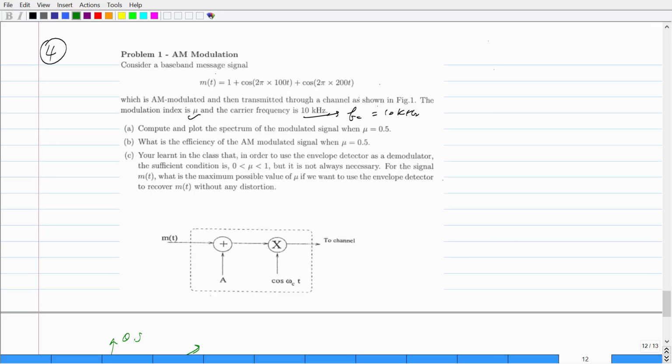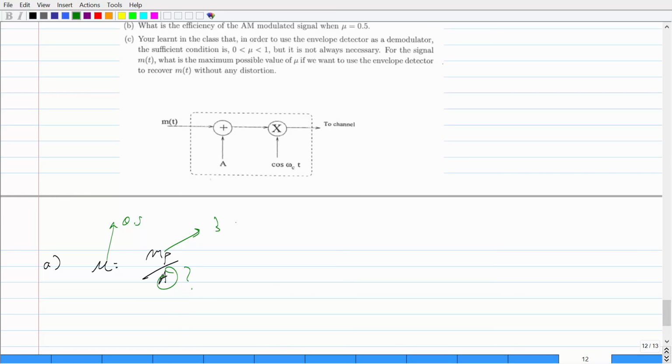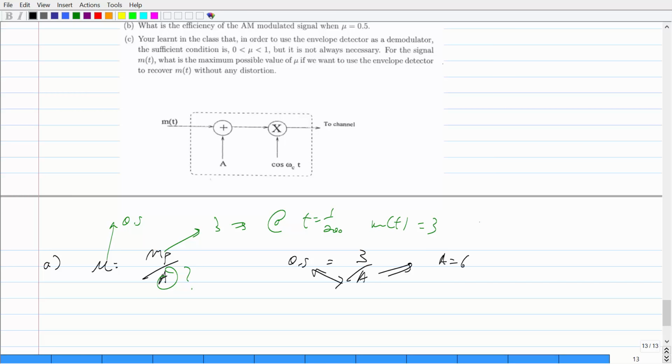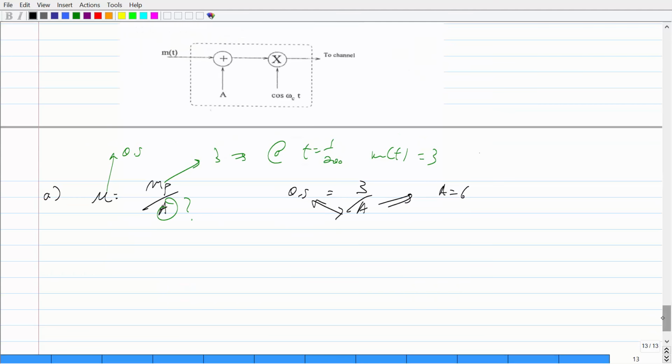So what will be the maximum peak? It's going to be 3, right? Yeah, 3? Good. So in this case, we know this is just 3, because at time is equal to 1/200, m of t would be equal to 3. Okay, so this is what the maximum peak is. So 0.5 equals 3 divided by A, and then A would just be 6, right? So all you have to do is just do this cross multiplication, bring the A to the top, 0.5 to the bottom, and 3 divided by half is just 6. So this means our carrier amplitude will be 6 in order to make our modulation index 0.5.